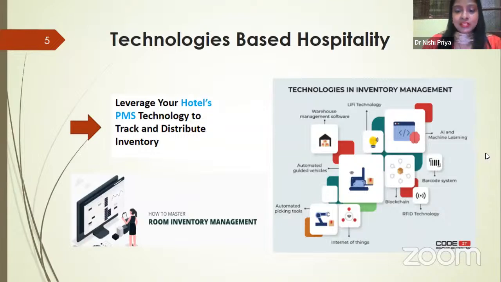Technology-based hospitality, that's what we are talking about. Now in your room, what technology are you generally looking forward to, and how has technology taken over the industry, that is important. I mentioned the property management system is the latest technology which, if we fulfill PMS functions in our hotel business, then we can track and distribute inventory very easily, and we can master room inventory management through PMS technology in a very good manner.